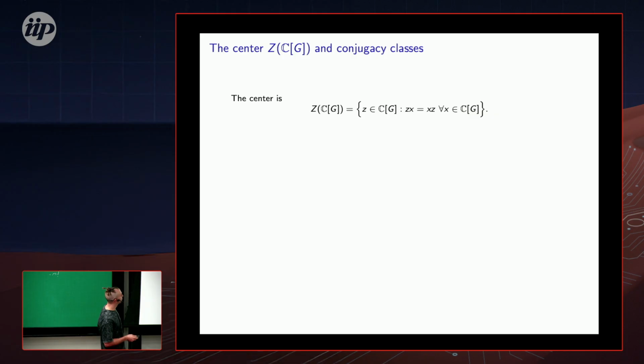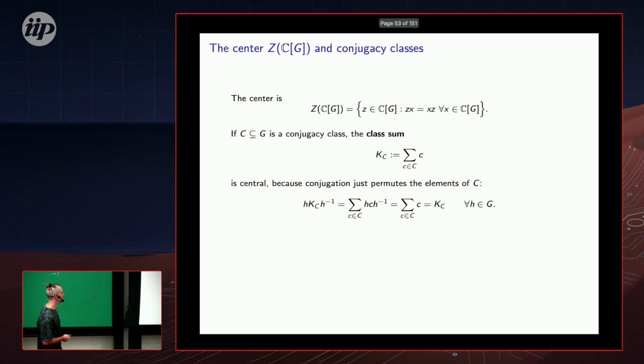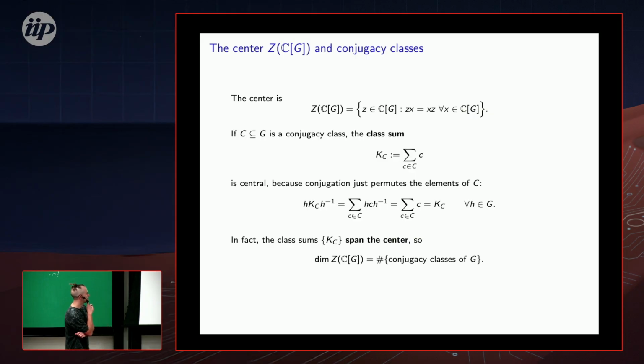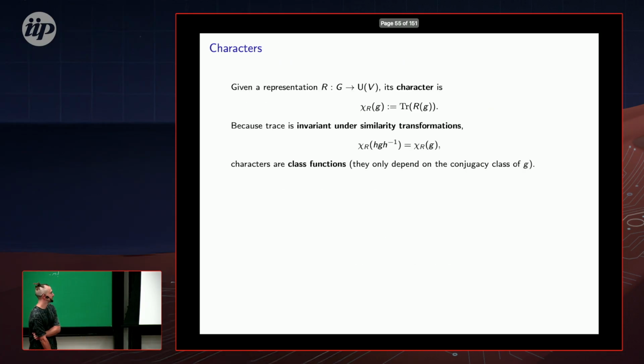I already defined the center of an algebra. Now I'm defining the center of the group algebra. Again, the things that commute. If you take elements of a conjugacy class and you add them up, you get an element of the algebra that is central, so it's in the center. In fact, it's a basis of the center, and therefore the dimension of the center is the number of conjugacy classes.